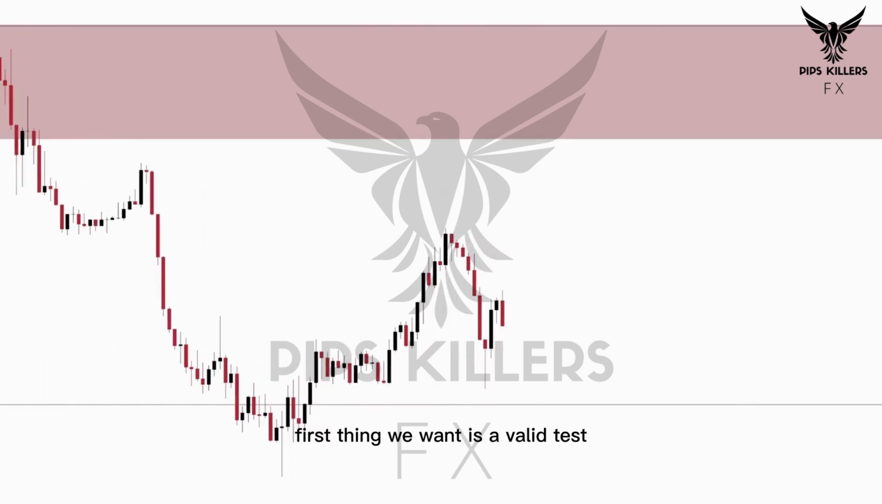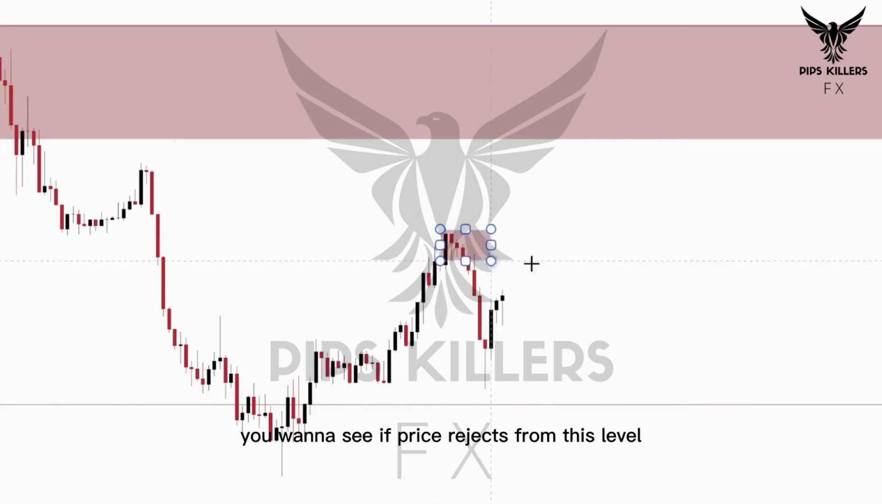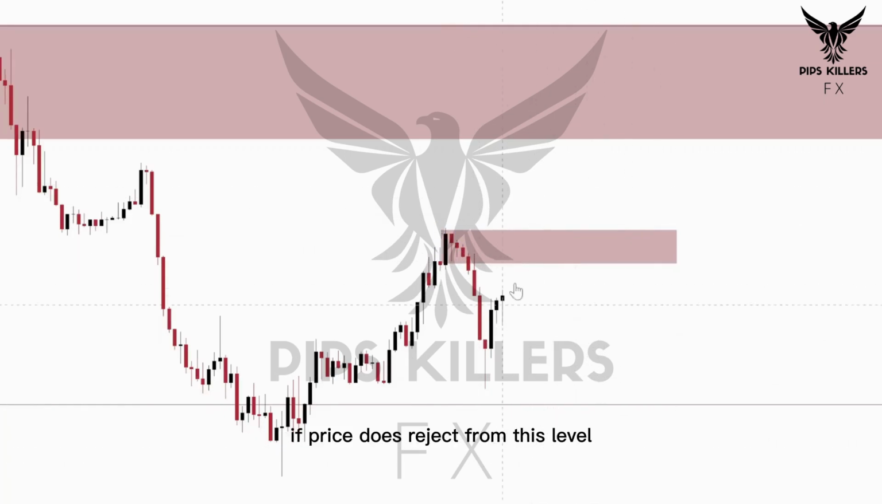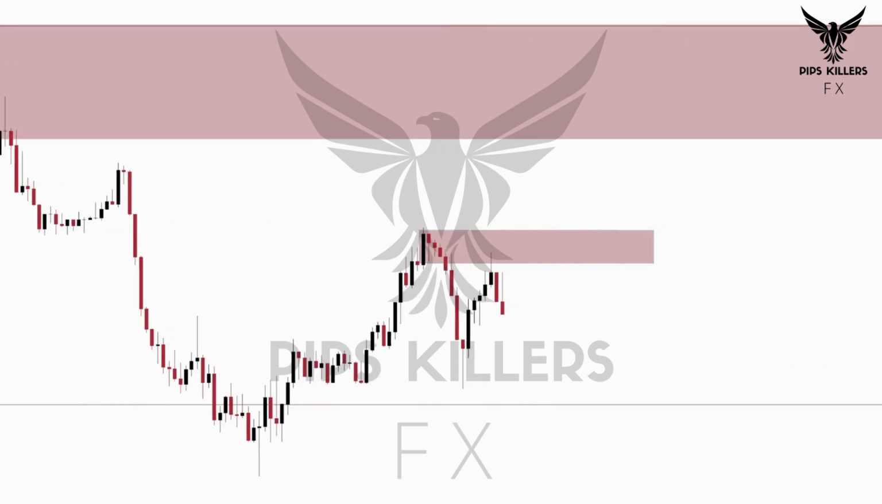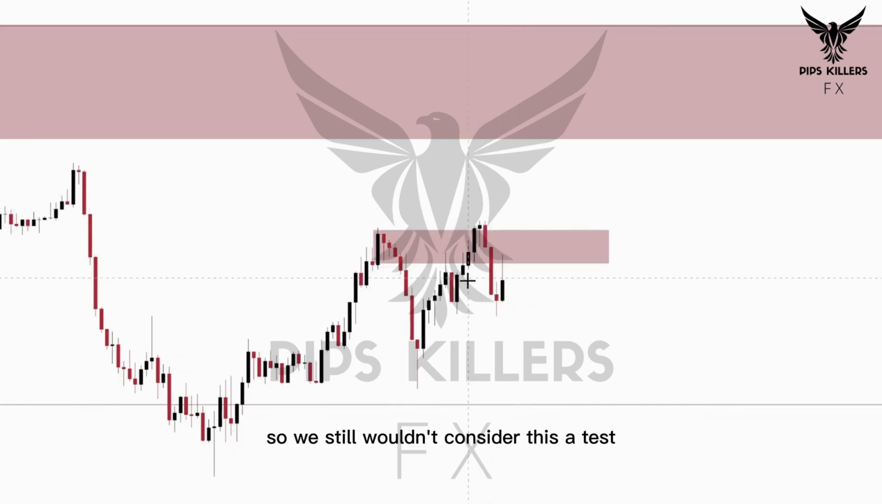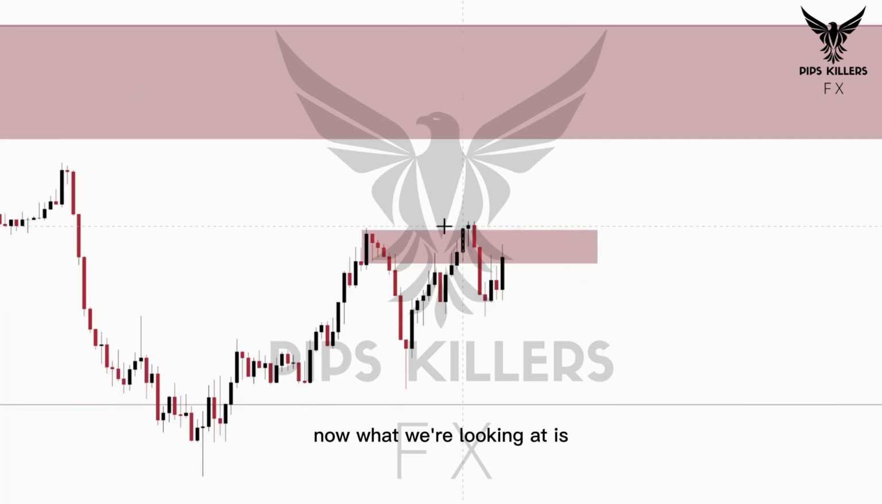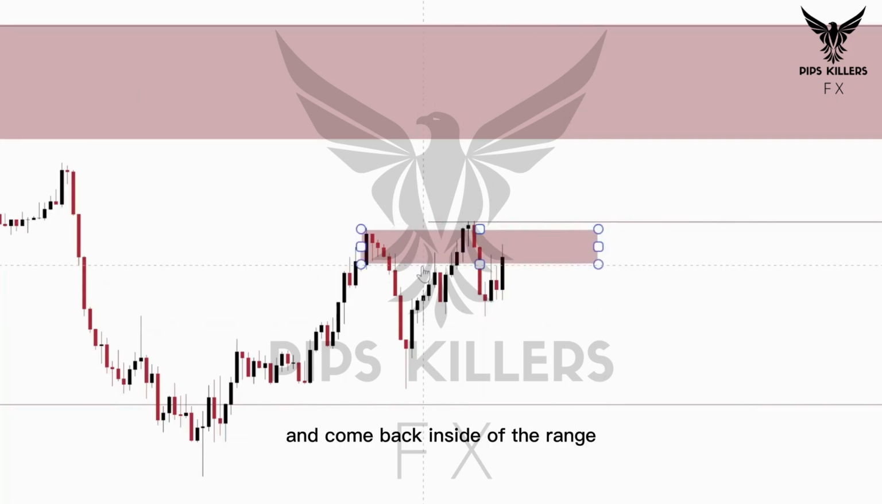First thing we want is a valid test. Since you have a strong move to the downside, you want to see if price rejects from this level. If price does reject from this level, we can count this as a test. Price broke through this level, so we still wouldn't consider this a test. The reason is that if a purge does occur, we would want the purge to occur closer to our premium range. We're still in equilibrium. So let's see if price is going to stop on this level and come back inside of the range.